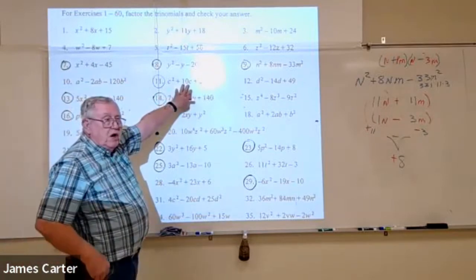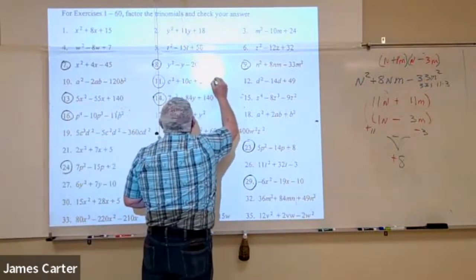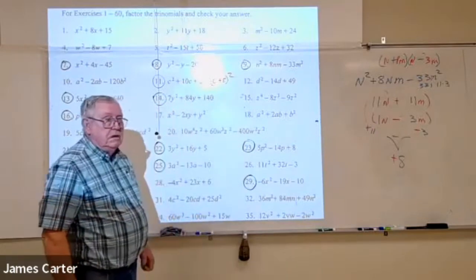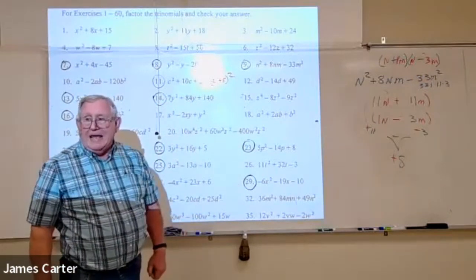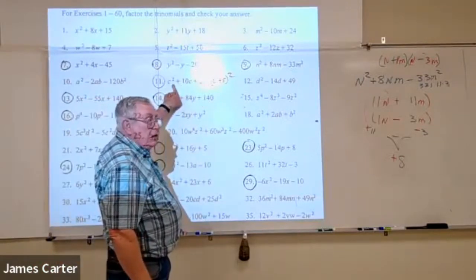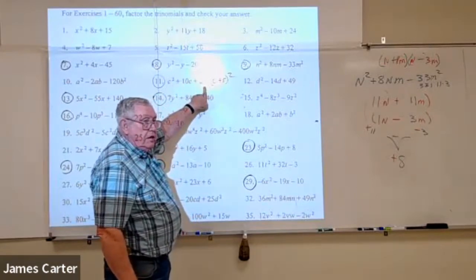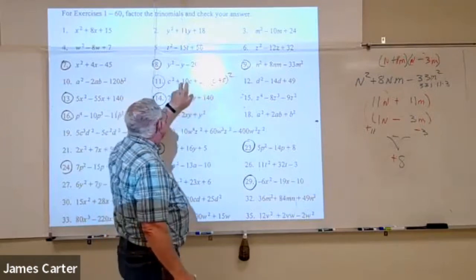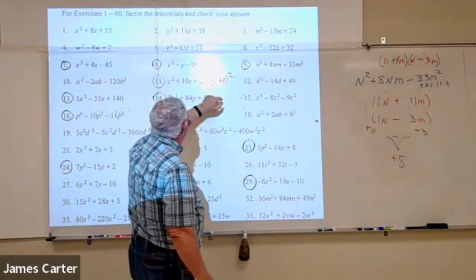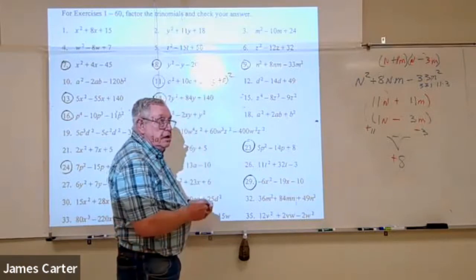This one is a perfect square. The answer on this one is c plus 5 quantity squared. Look at rule A. Perfect square on the front, perfect square on the back. And for this middle, it's 2 times the first term times the last term. So 2 times 5 times c is 10c.